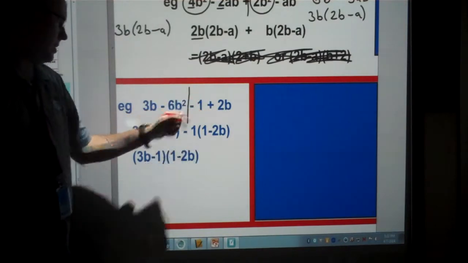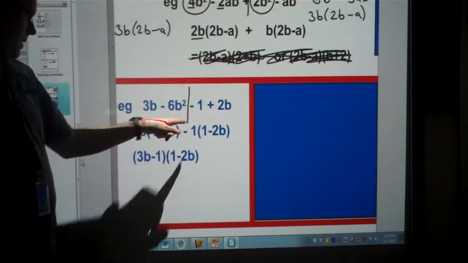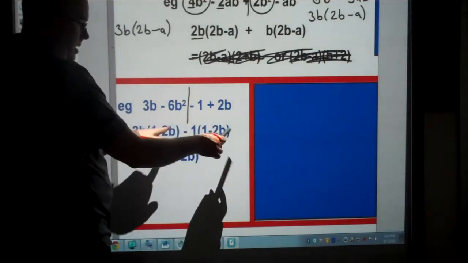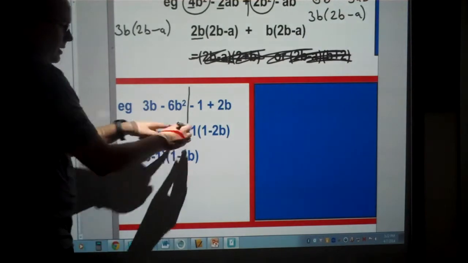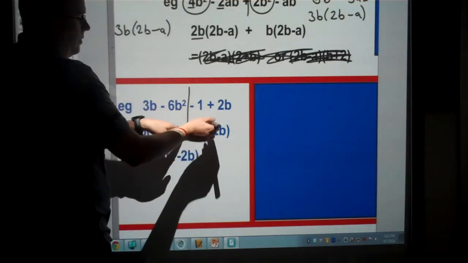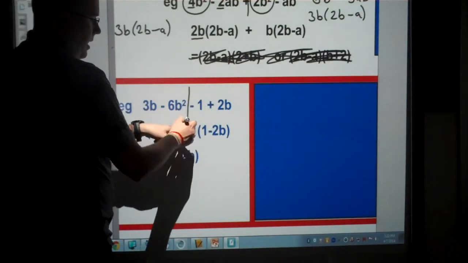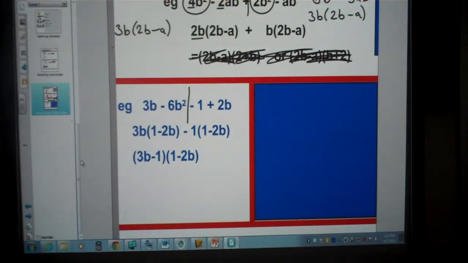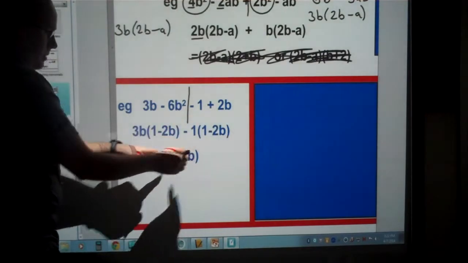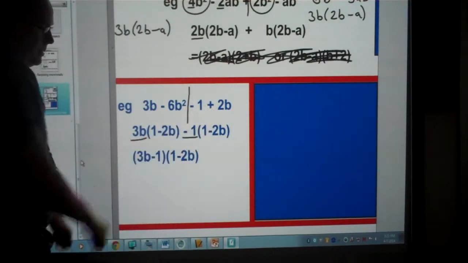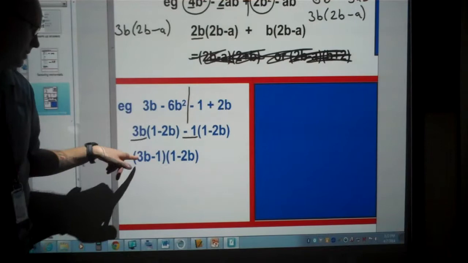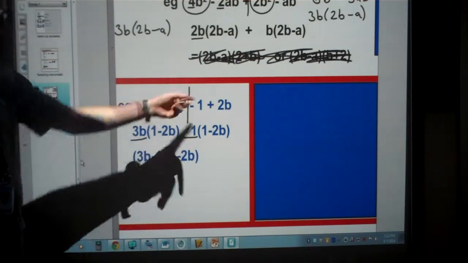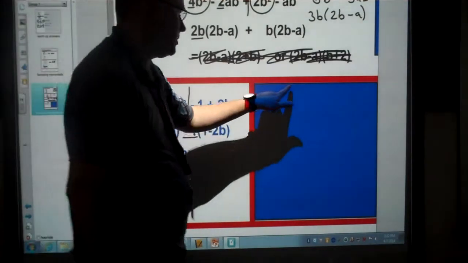Now for this one here, I also took the negative as a factor. The reason I took negative as a factor here is because I'm trying to get 1 minus 2b in the middle here so I can collect terms. So I took negative 1 as a factor, so negative 1 times 1 gives me negative 1, and negative of negative 2b is positive 2b. 1 minus 2b is clearly one of my factors, and everything outside the parentheses is going to be my other factor, so 3b minus 1. And you could, once again, do FOIL on this just to check to make sure you have the right answer.